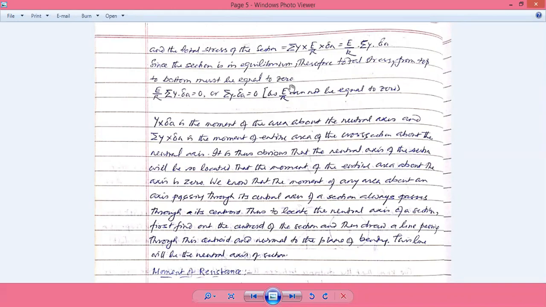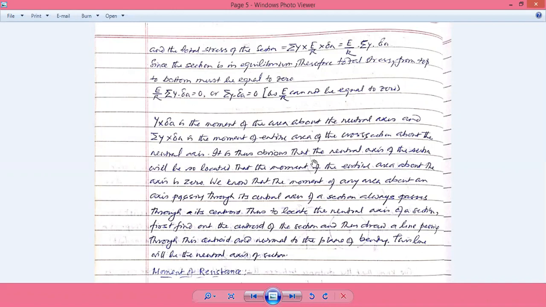E by R is the Young's modulus and radius of gyration, so it can never be equal to 0. Y multiplied by delta A is the moment of the area about the neutral axis. For a particular area of thickness delta A at a distance y from the neutral axis, y into delta A is the moment of area about the neutral axis, and sigma y into delta A is the moment of the entire area of the cross section about the neutral axis. Sigma y into A means the addition of the moments of the entire area of the cross section about the neutral axis itself.